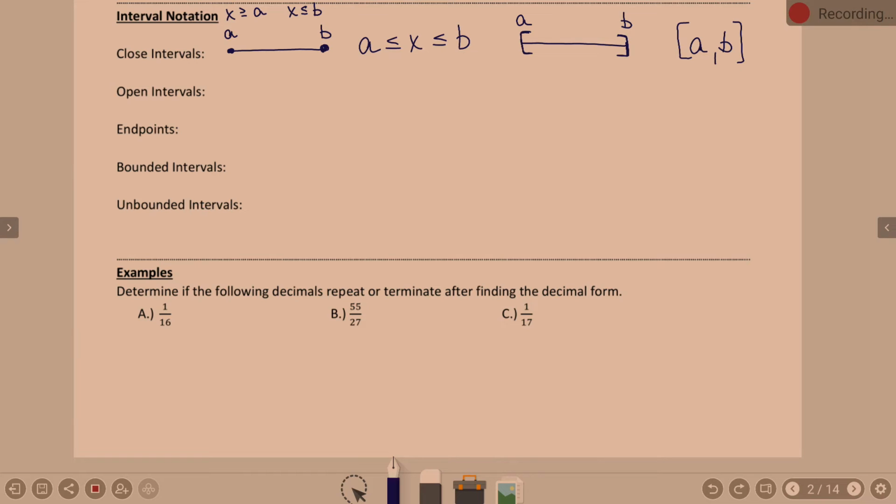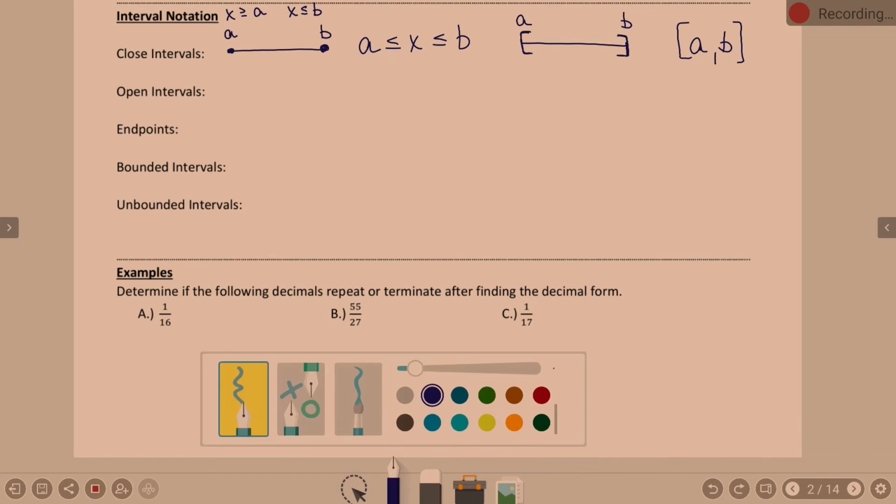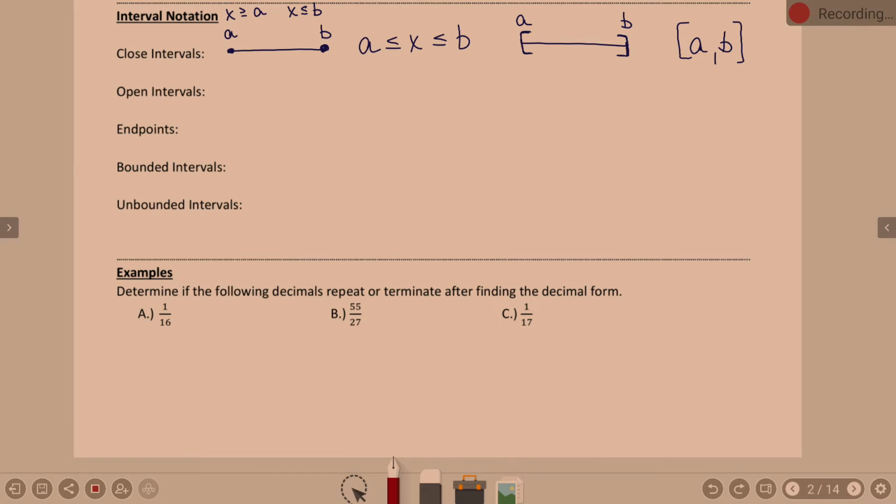Now, what do I mean by open intervals? Like the open circle. Okay, exactly. When we talk about, and I'm going to use A and B again, but when we go back to what you've been doing for years, you have the open circles representing your points, right? That's an open interval. Instead of A less than or equal to X less than or equal to B, what changes? Is greater than or equal to.